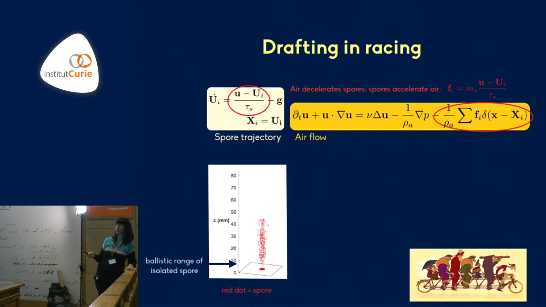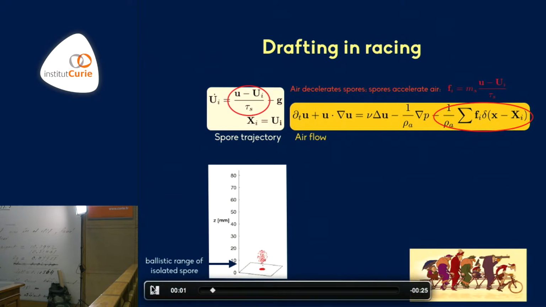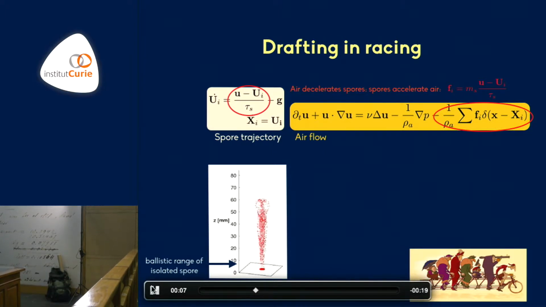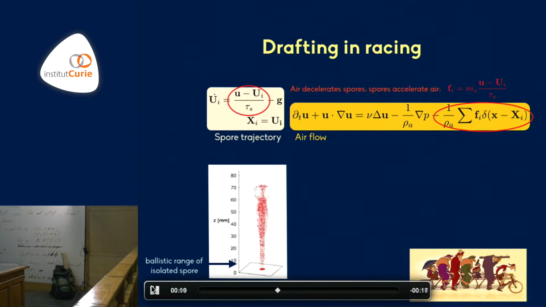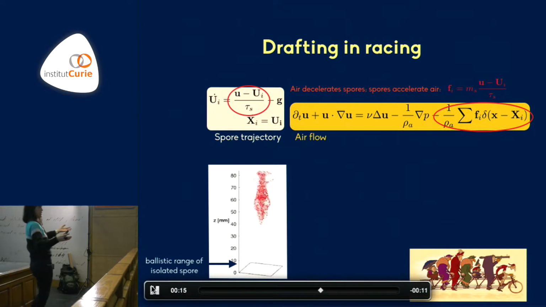And here it is. So you see that little by little, there is a large-scale jet that develops purely due to this term, this interaction between these two. It takes a little bit to develop, which goes back to the last question. If you look at the first spores that are ejected, you'll see that they are not traveling as far as the others. This is because it's unsteady. The moment it reaches its steady state, then everybody goes at the same distance.